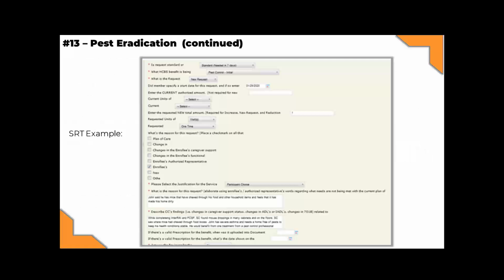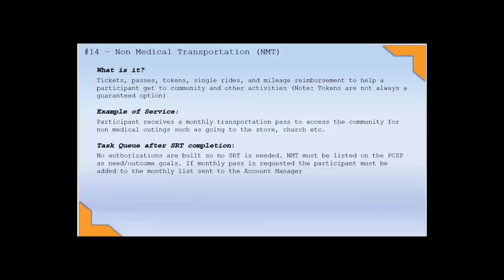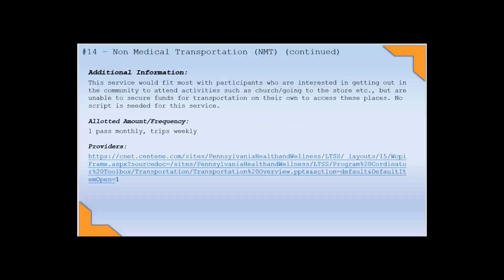SRT example. Moving on to number 14, non-medical transportation, tickets, passes, tokens to help a participant get to community and other activities. Just to reiterate, this is non-medical transportation. So this means the participant not going to their doctor's appointments. This is anything outside of medical. An example is a participant receives a monthly transportation pass to access the community for non-medical outings, such as going to the store, church, etc. And then a little bit more information about the allotted amount and providers.